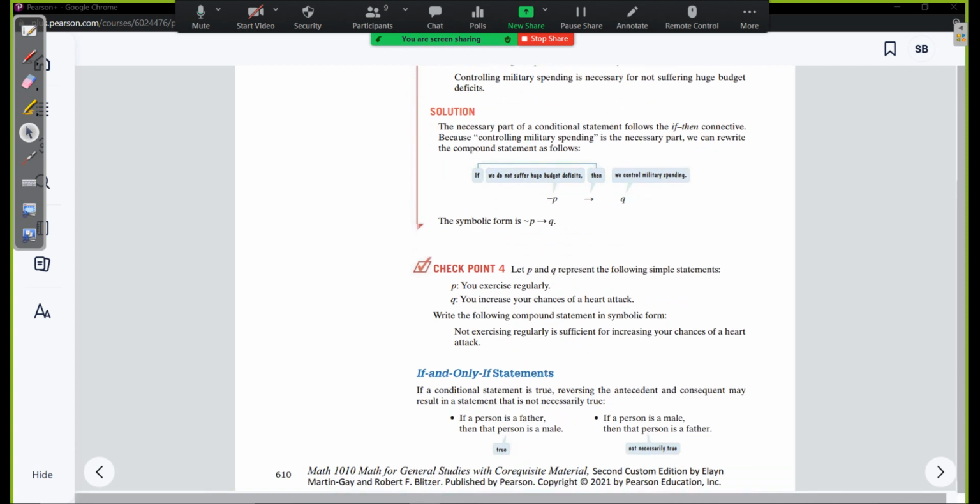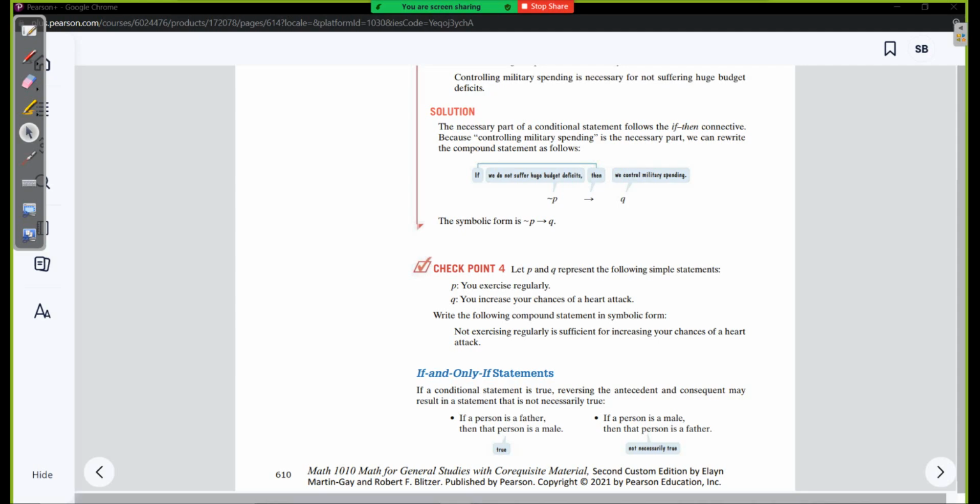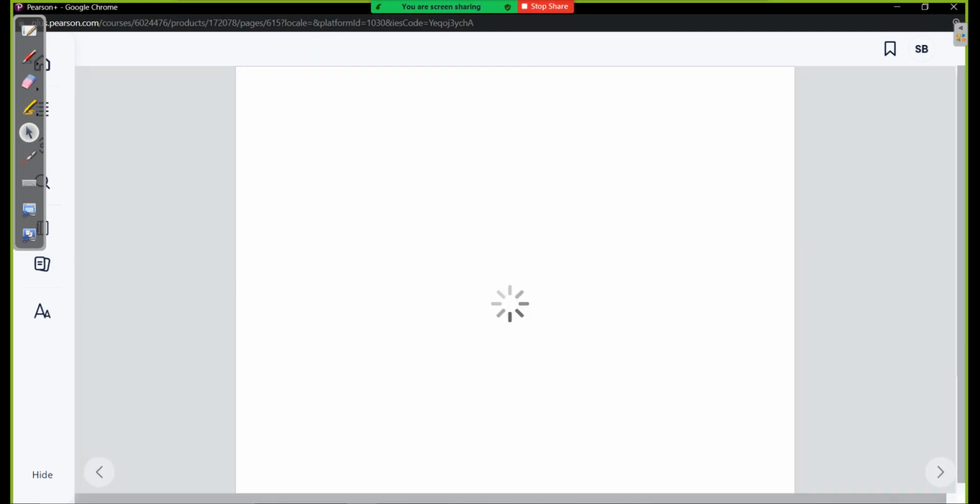Right, now we get to the if and only if statements. You may have heard the statement "if and only if" at some point in your life, and you might have even used it at some point. And if you were like me, you might have used it incorrectly.